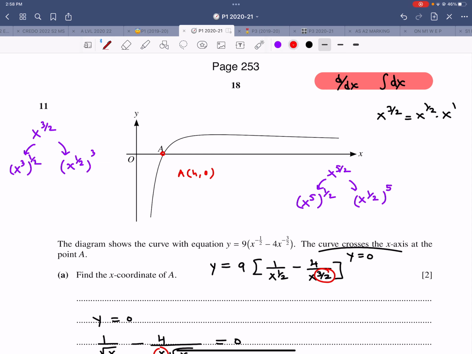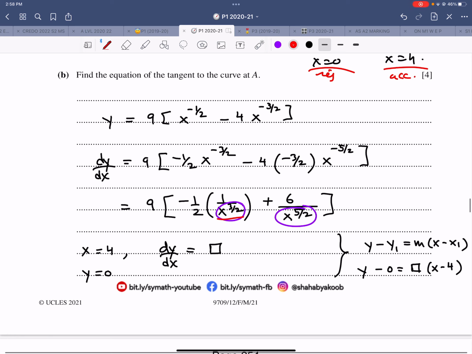Since the value of x is 4, I'll choose this. It's easy to work with. Square root of 4 and then cube. So 2 cubed is 8. And square root of 4 and then raised to power of 5, 2 raised to power of 5 is 32. So then you would plug these values in, evaluate, and you will get your gradient.